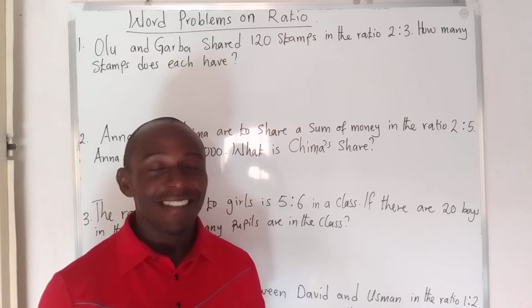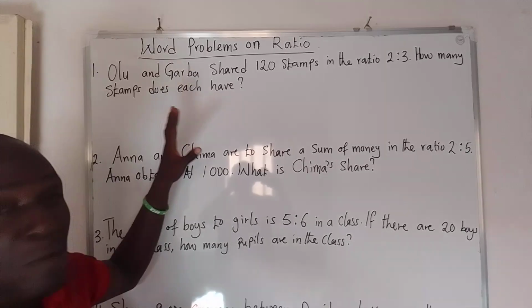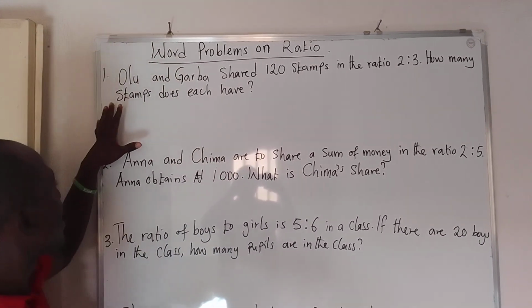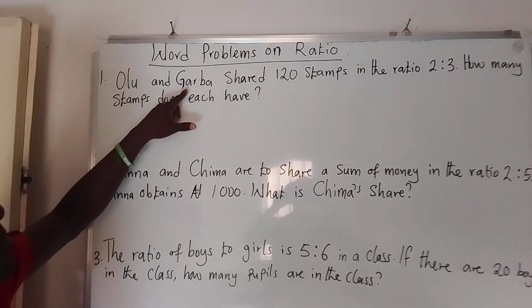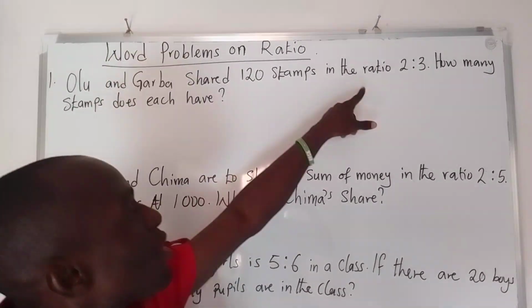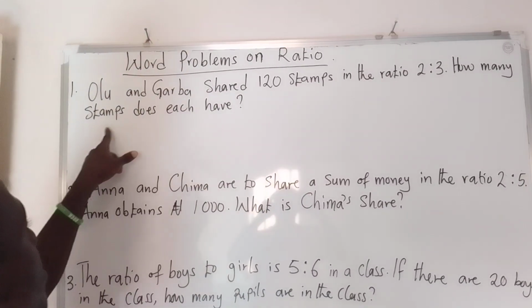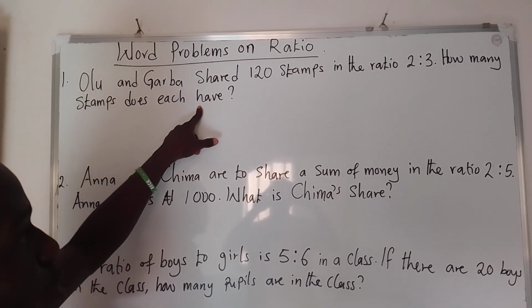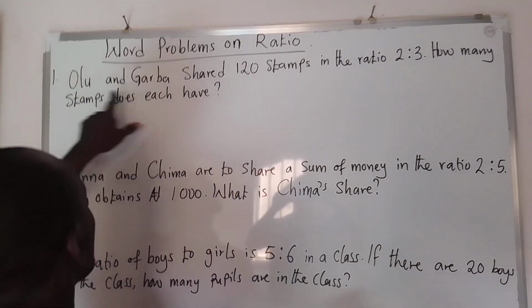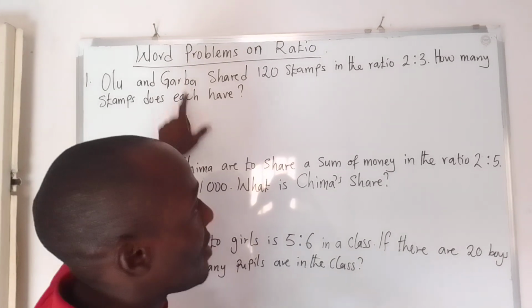And in today's class, it's all about word problems on ratio. We're going to solve some problems regarding ratio. Now, number one says Olu and Garba shared 120 stamps in the ratio of 2:3. How many stamps does each have? So we are to calculate the number of stamps Olu has and the number of stamps Garba has.